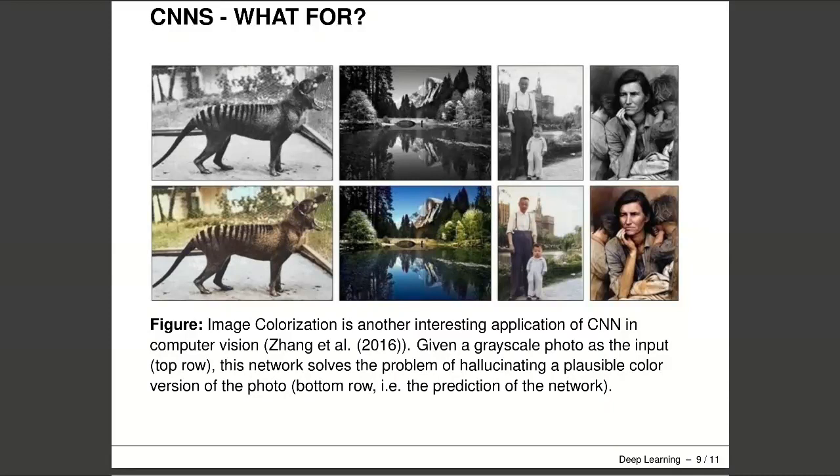Image colorization is also another interesting application of CNN in computer vision. Here, the network takes a grayscale image as input, and the task is to solve the problem of hallucinating a plausible color version of the photo. Now, we need to classify or predict three different values for each pixel and then colorize images in a meaningful way.